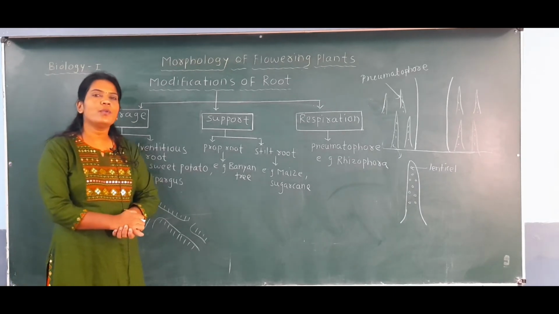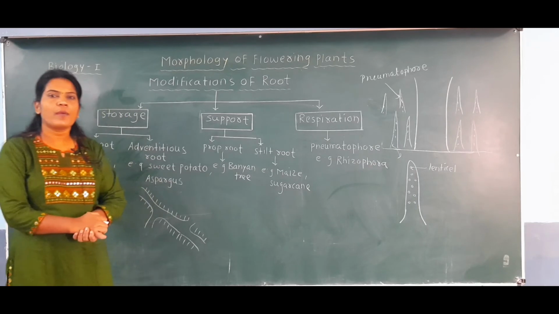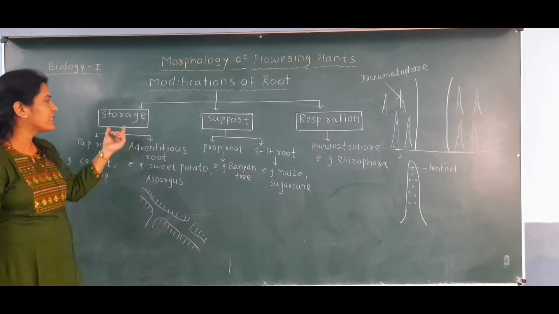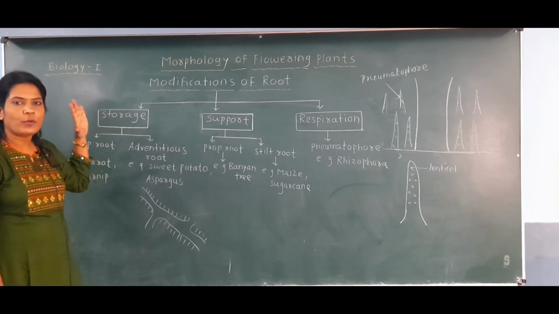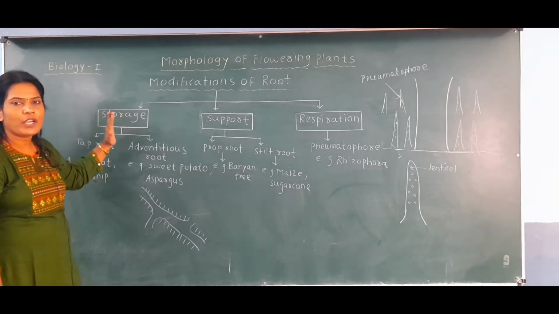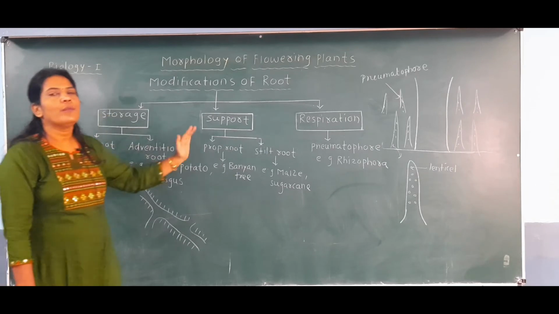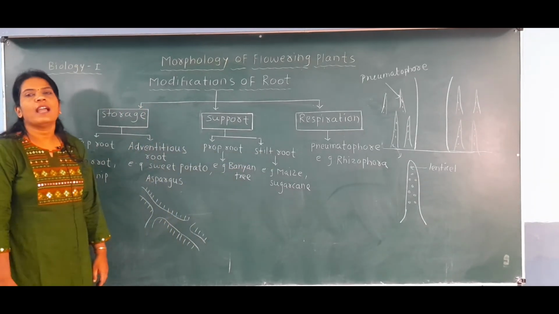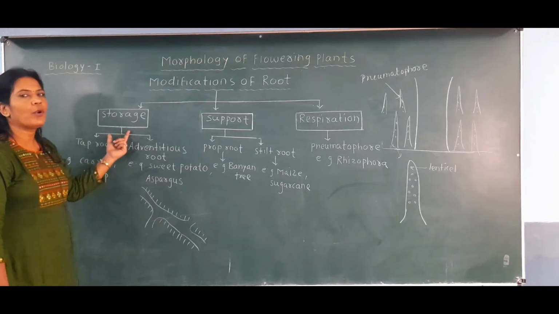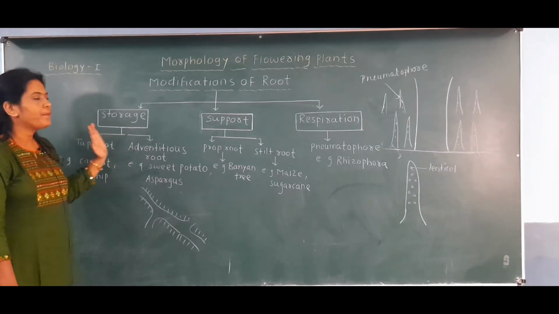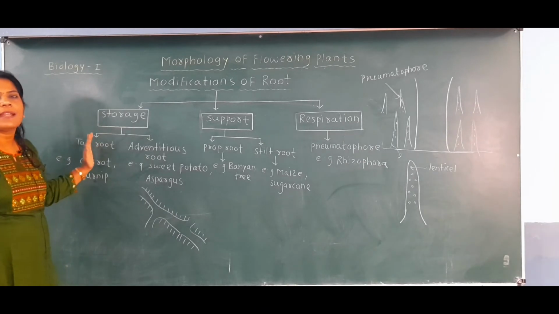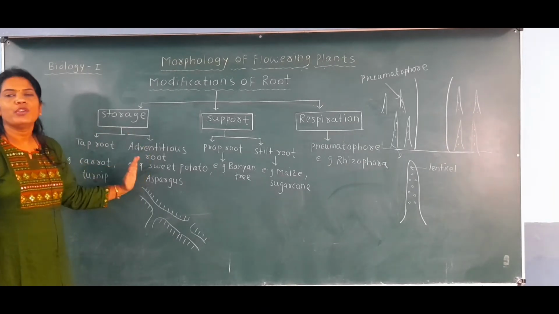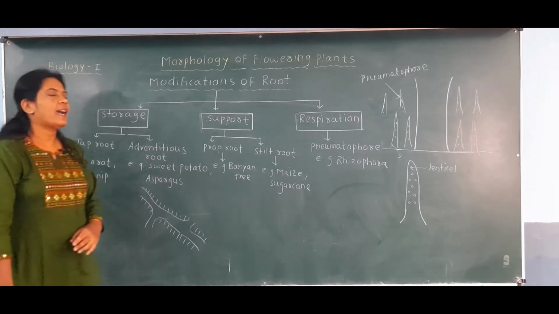Now here, how to remember the examples from this modification of root? So first you have to make a chart like this. You have to make 3 columns: modification of root for storage of food, for support to the plant, and for respiration. Then again for storage of food you have to make 2 columns: tap root, adventitious root. Tap root example carrot and turnip, adventitious root example sweet potato and asparagus.